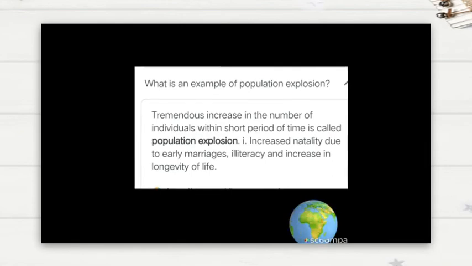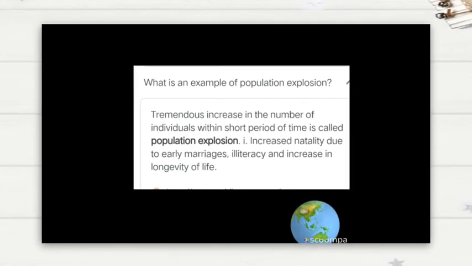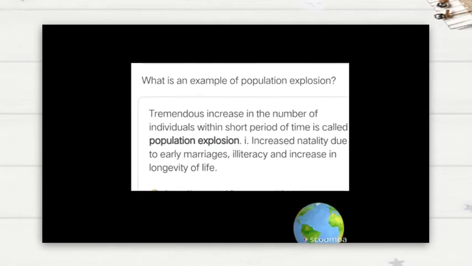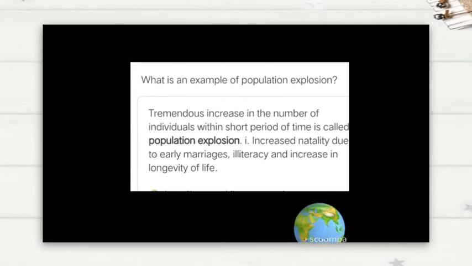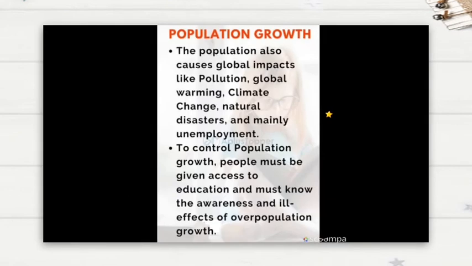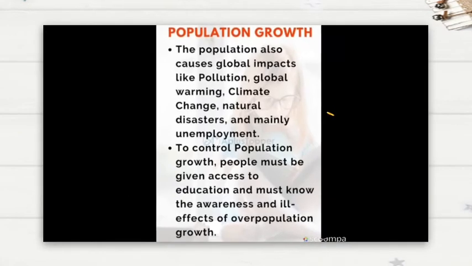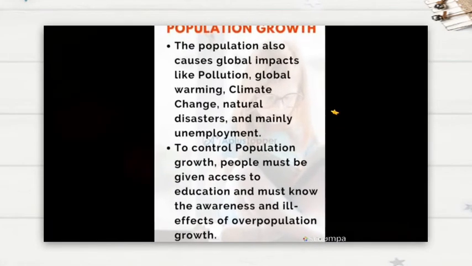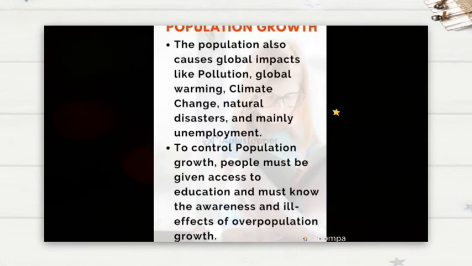What is an example of population explosion? The tremendous increase in the number of individuals within a short period of time is called population explosion. Population growth also causes global impacts like pollution, global warming, climate change, natural disasters, and mainly unemployment.